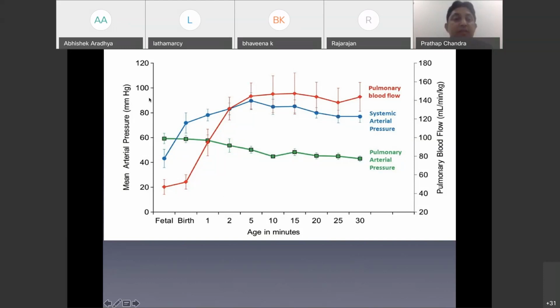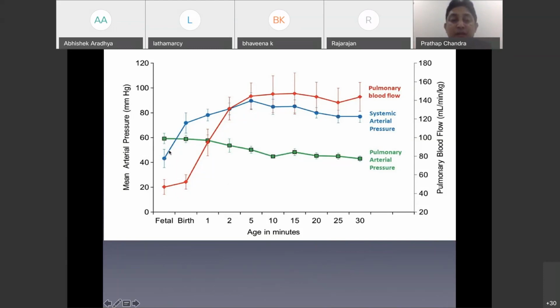Here, this is a graph which shows your main arterial pressures on the y-axis, and the age in minutes on the x-axis. When you look at it, there are three important parameters depicted here. Number one, in blue, is your systemic arterial pressure.